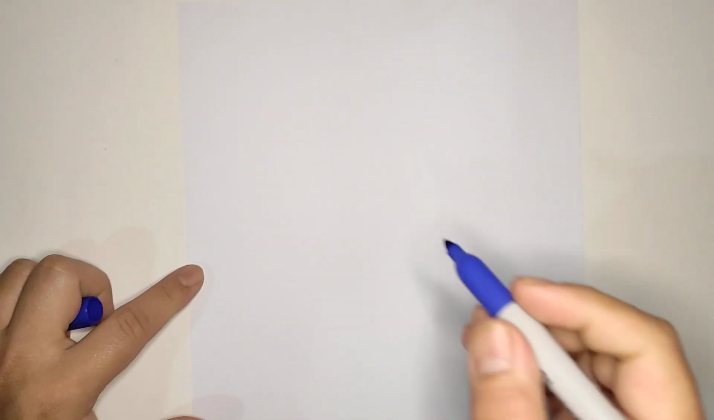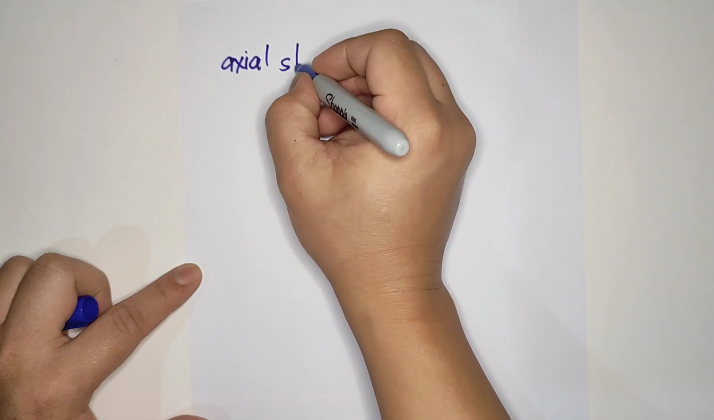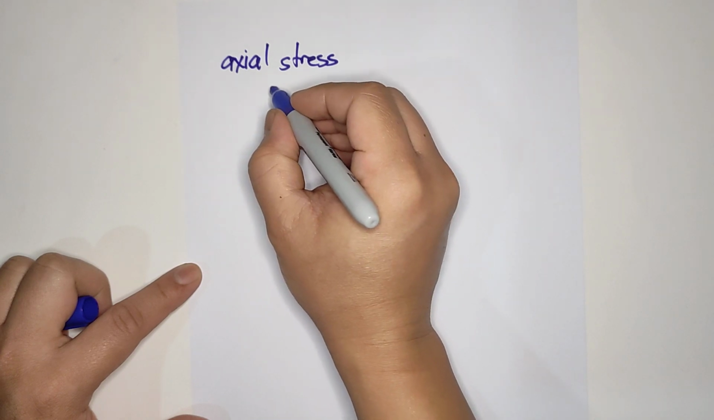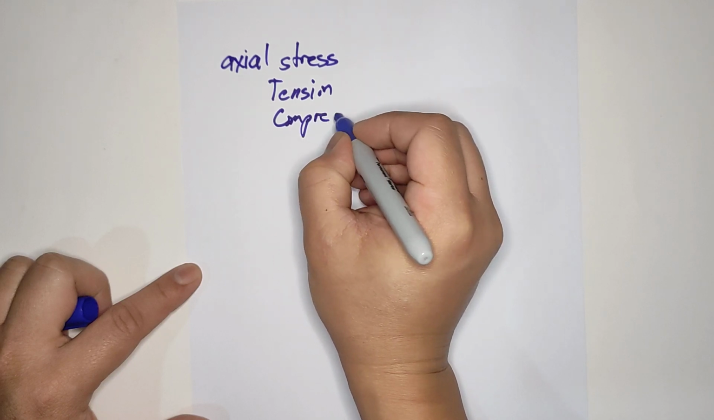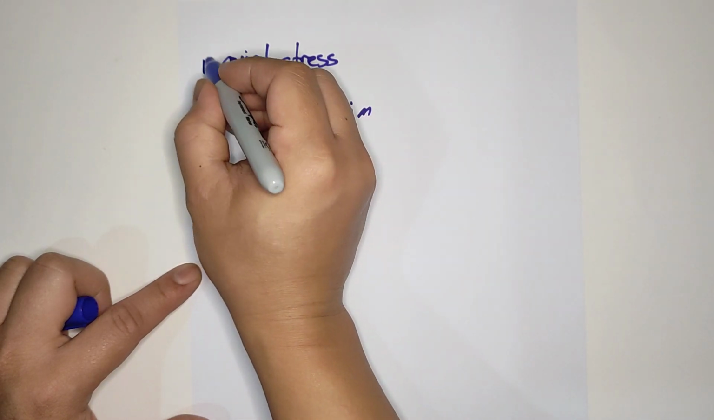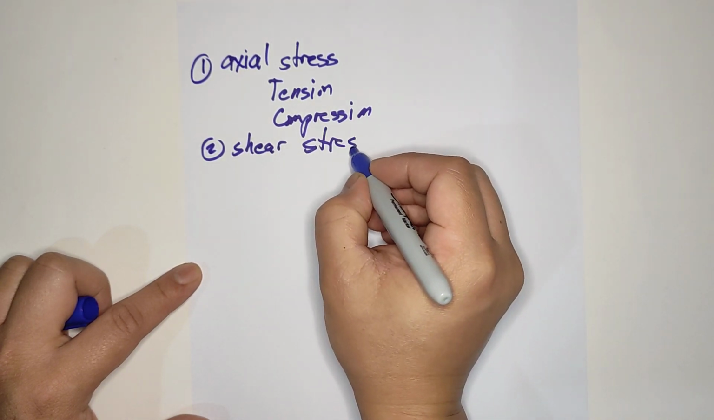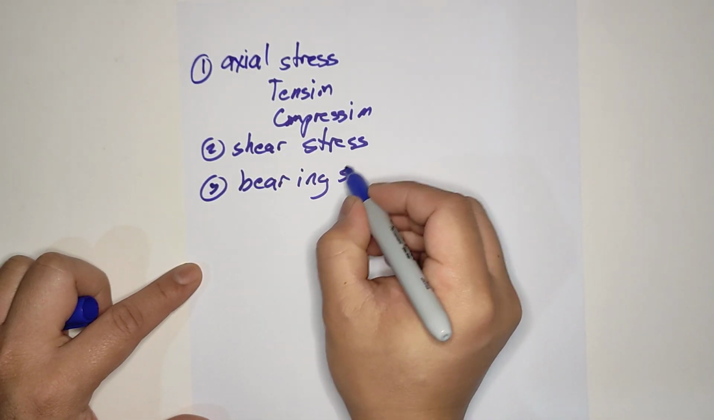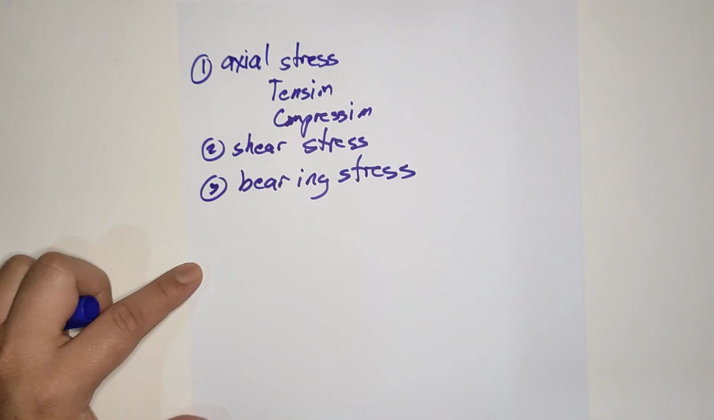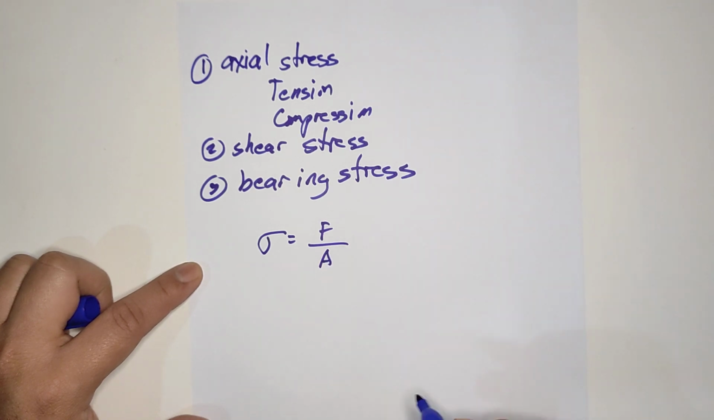Hello. Now let's talk about axial stress. This one could be tension or compression. Then after that, let's talk about shear stress. Then bearing stress. For all of them, the formula is stress equals force over area. Now the difference between the three is the area.